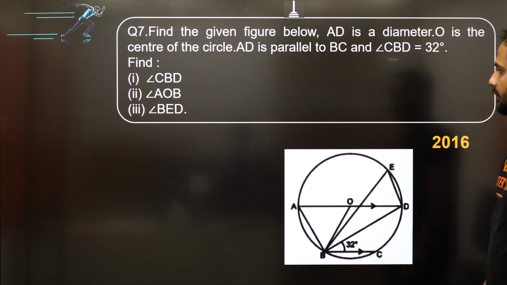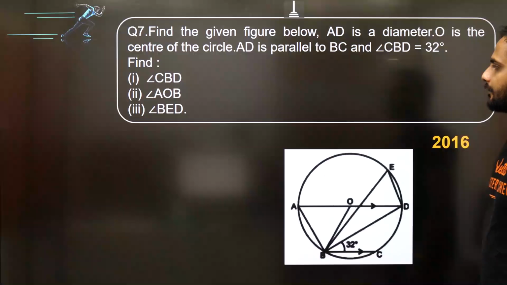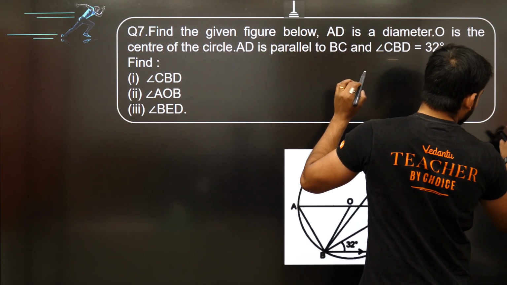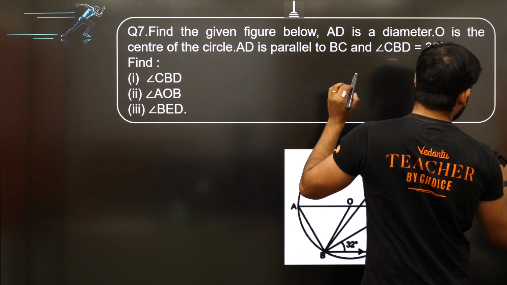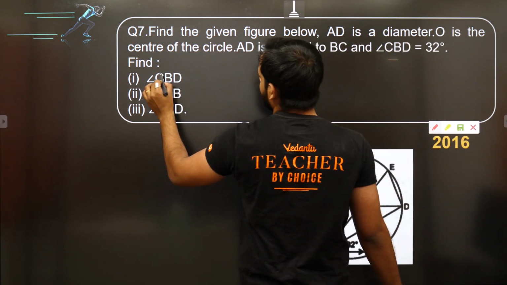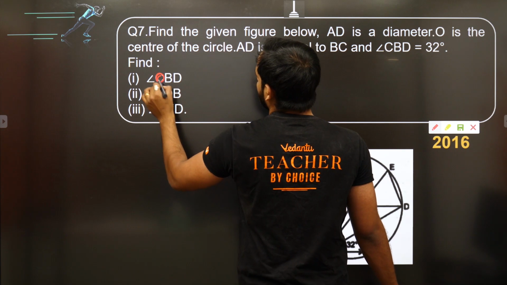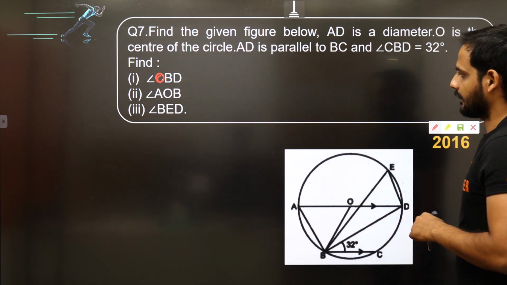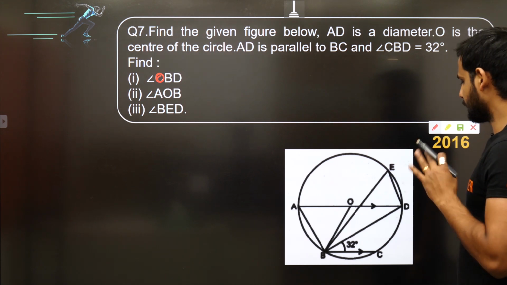Find angle CBD. Nope, it is not CBD. It should be OBD. It is OBD. Okay? Then find angle AOB, and angle BED. Chalo, it's a very easy question.